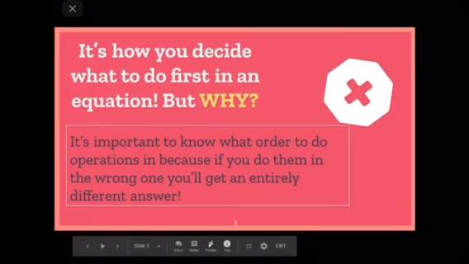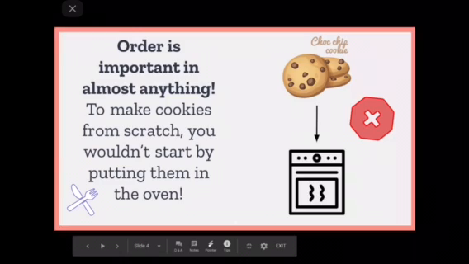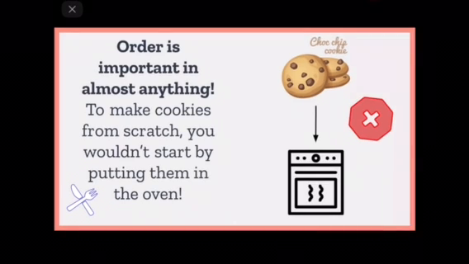But what is PEMDAS? It's how you decide what to do first in an equation. But why is this important? It's important to know what order to do operations in, because if you do them in the wrong order, you'll get an entirely different answer. For example, when baking a batch of cookies from scratch, you wouldn't start by putting them in the oven, would you? You see, it's all about the order you do things in, and without order, you could get an entirely different product than what you wanted.